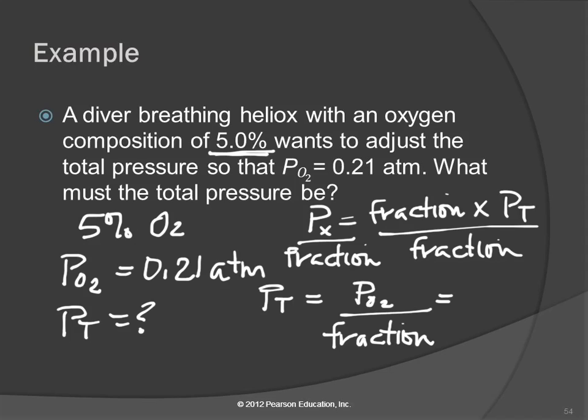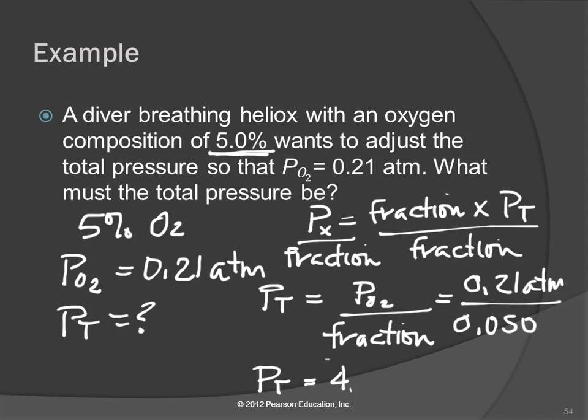What's the partial pressure? 0.21. What's the fractional composition? 0.05. We take 5%, divide by 100. So 0.21 divided by 0.05 is 4.2. So the total pressure needs to be 4.2 atmospheres.